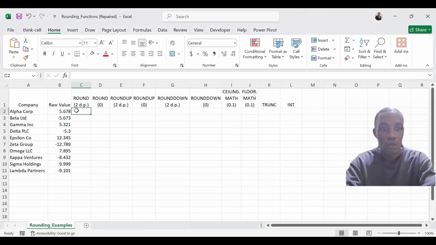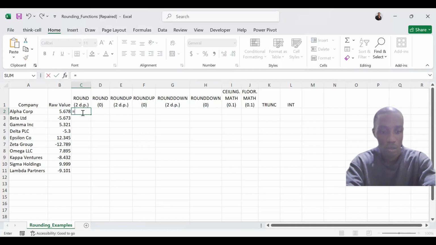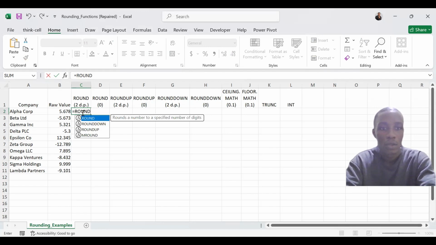So we have raw value in this B column, and then our A contains the company information. So we are going to be seeing each of these functions, what it does by entering the function. So if I enter round, you see what the round function does. So it rounds a number to a specified number of digits. So depending on the number of digits that we specify in the arguments, we are able to get that return to us. Okay, so in our case, we want two decimal places here.